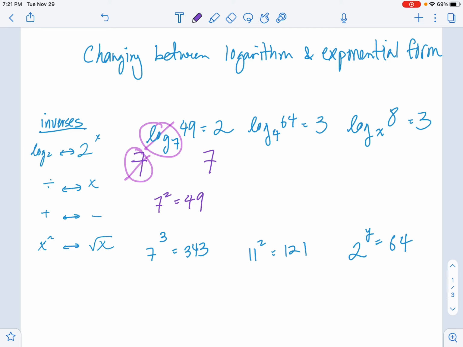So log base 4 of 64 equals 3. Again I'm going to identify the log base that I have, which is 4, and apply that as an exponential to both sides. So 4 to the power of log base 4 of 64 equals 4 to the power of 3. Again, the base 4 cancels out with the log base 4, and you're just left with 4 to the power of 3 equals 64.